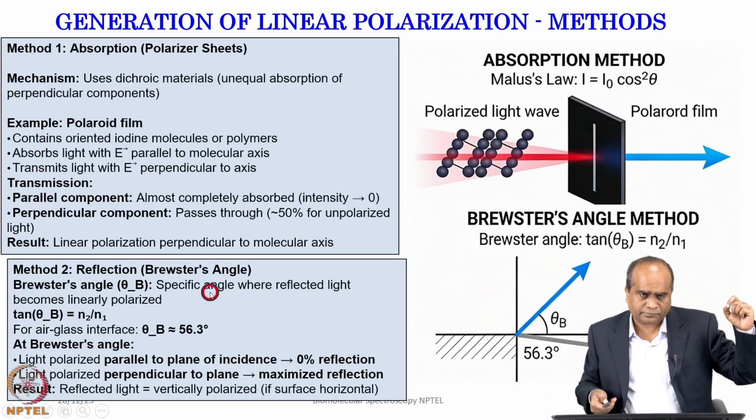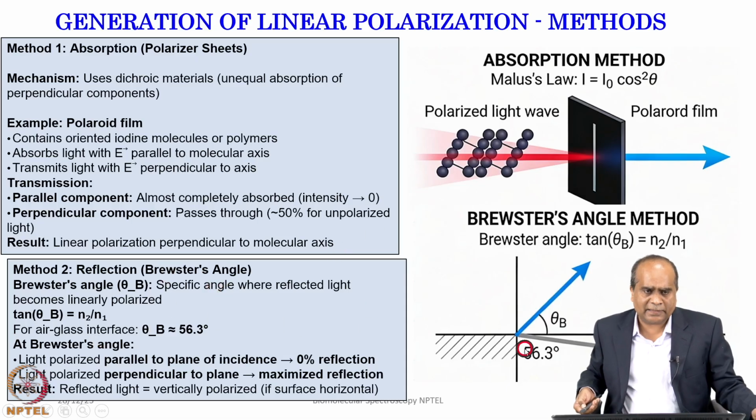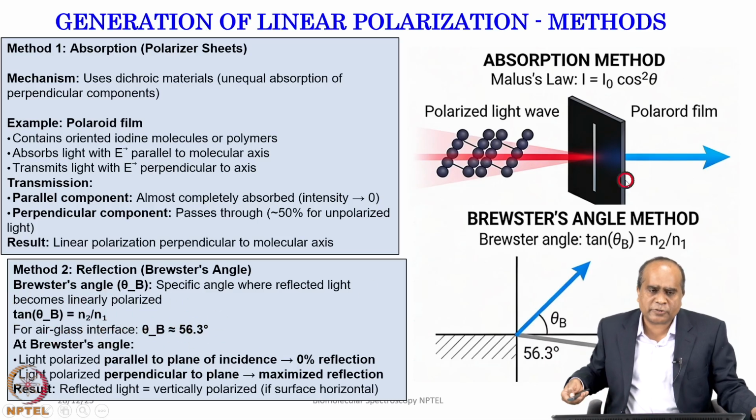So, you have to have a specific angle where light gets reflected, and that is given by tan theta B, where these are the two refractive indices for the glass-air interface. That theta B is 56.3 degrees. So, at this Brewster angle, which is 56.3 degrees in this air-glass interface, for light polarized parallel to the plane of incidence you have 0% reflection, and for light polarized perpendicular to the plane, maximum reflection happens, and that gives you the linearly polarized light.